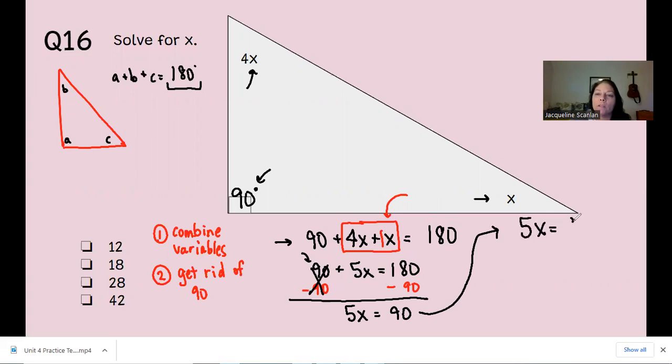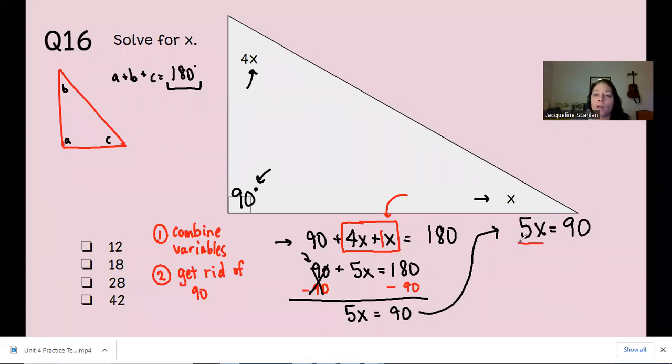5x equals 90. This is telling me 5 times something gives me 90. 5 times something is 90. So in order for me to figure that out, I'm going to do 90 divided by 5. All right, how I taught that and how you've seen that written when you're solving equations looks like this.